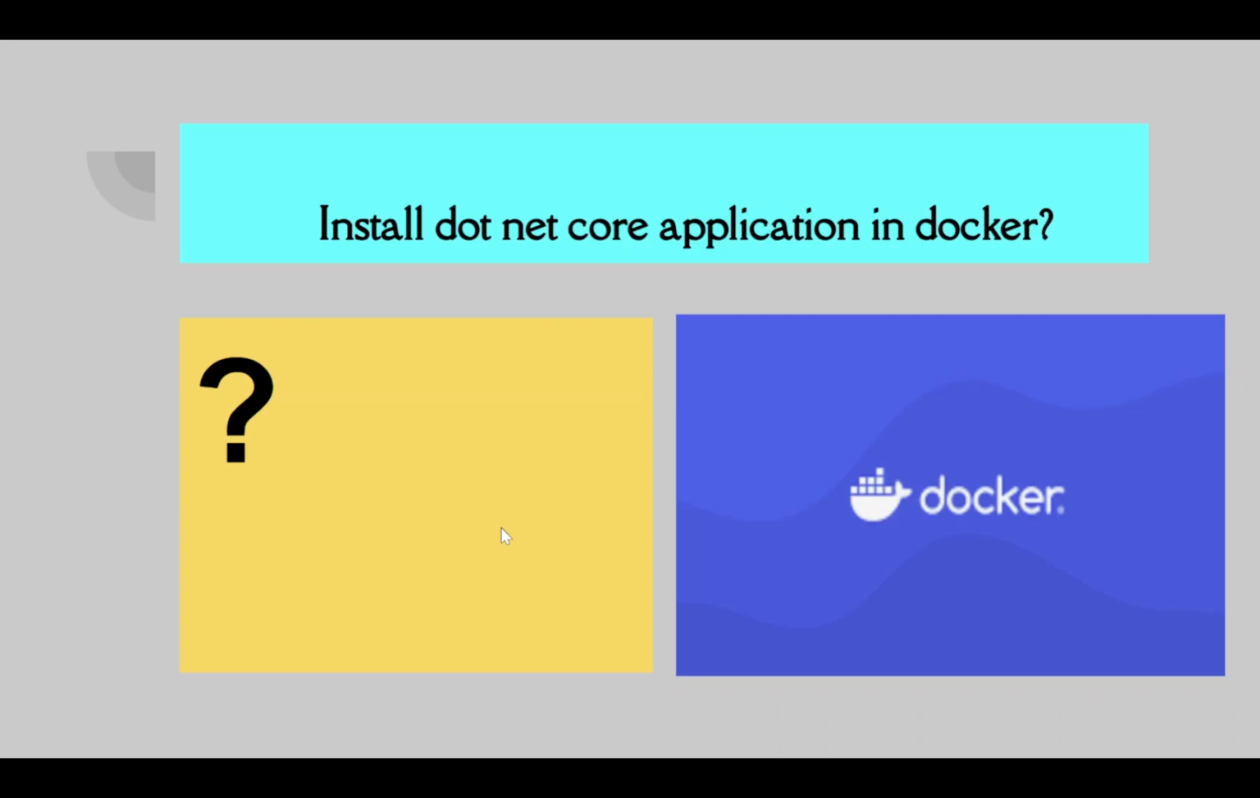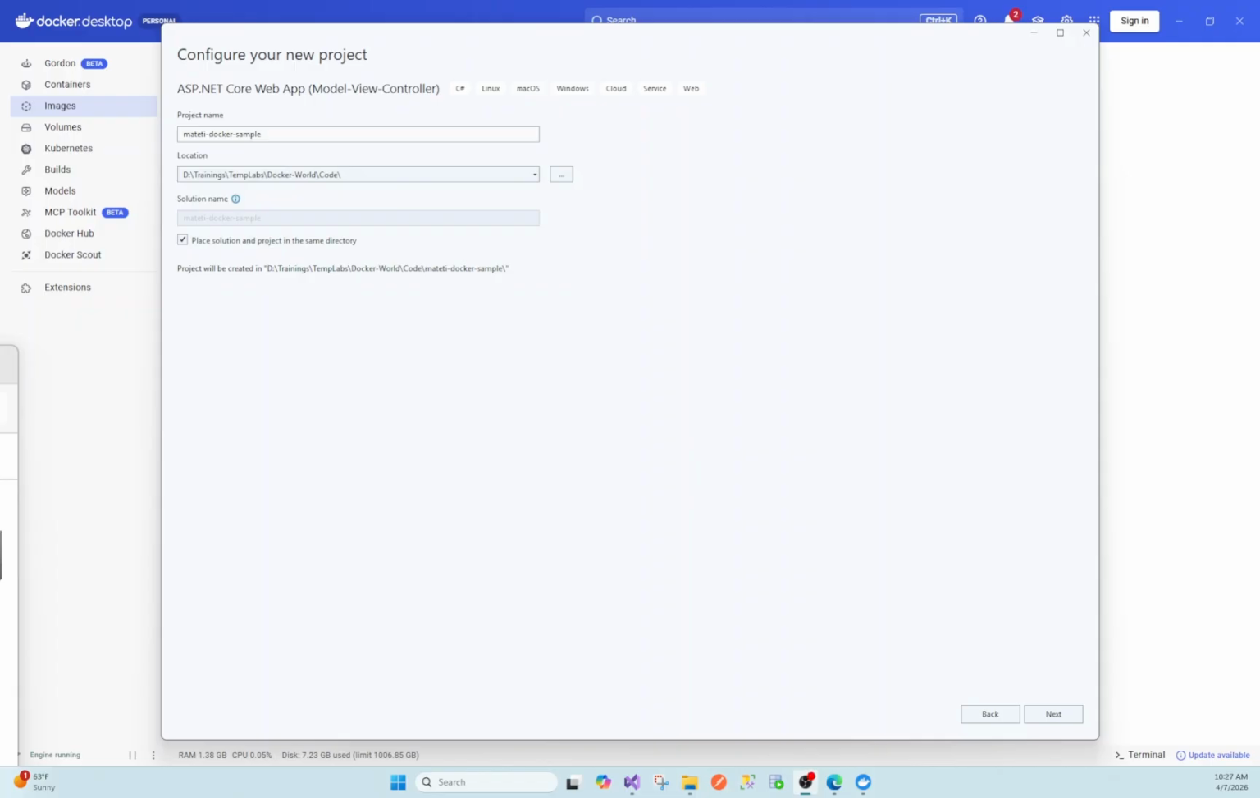So as a Windows developer, you can correlate Docker with IIS. Let's see how to deploy the .NET Core application in Docker, step by step. I'm creating a new MVC .NET Core application, naming it Docker sample. Going here.